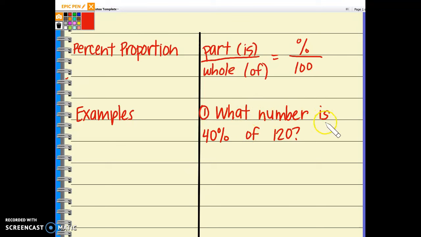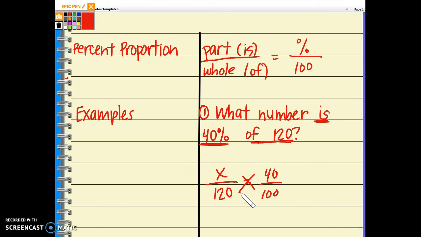Alright, so we're solving the part here. We have an "of" 120 and 40%. So we set it up. We don't know the part, we'll put an x for the "is." The "of" is 120 equals 40 over 100.